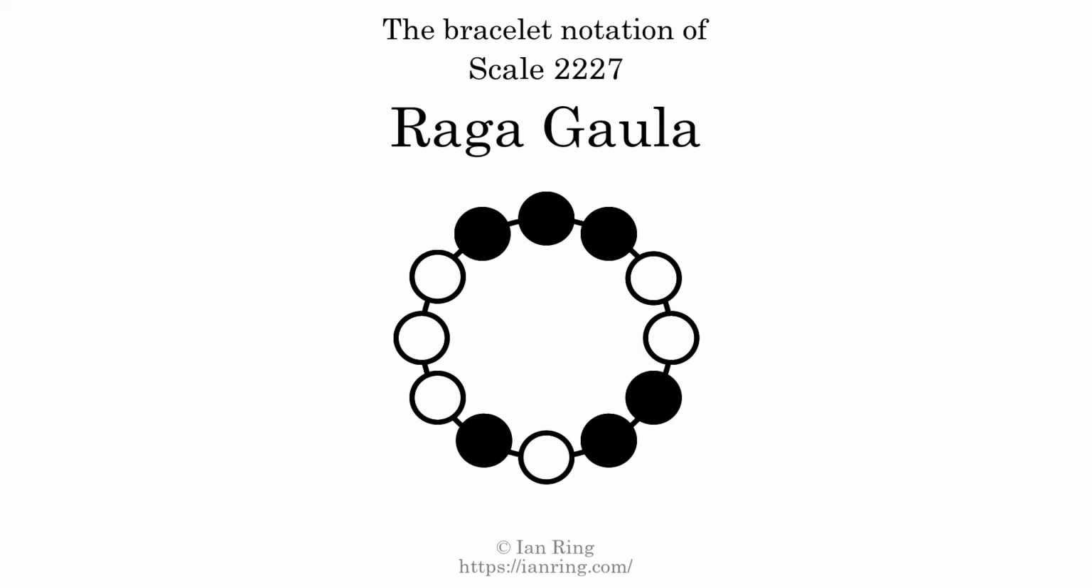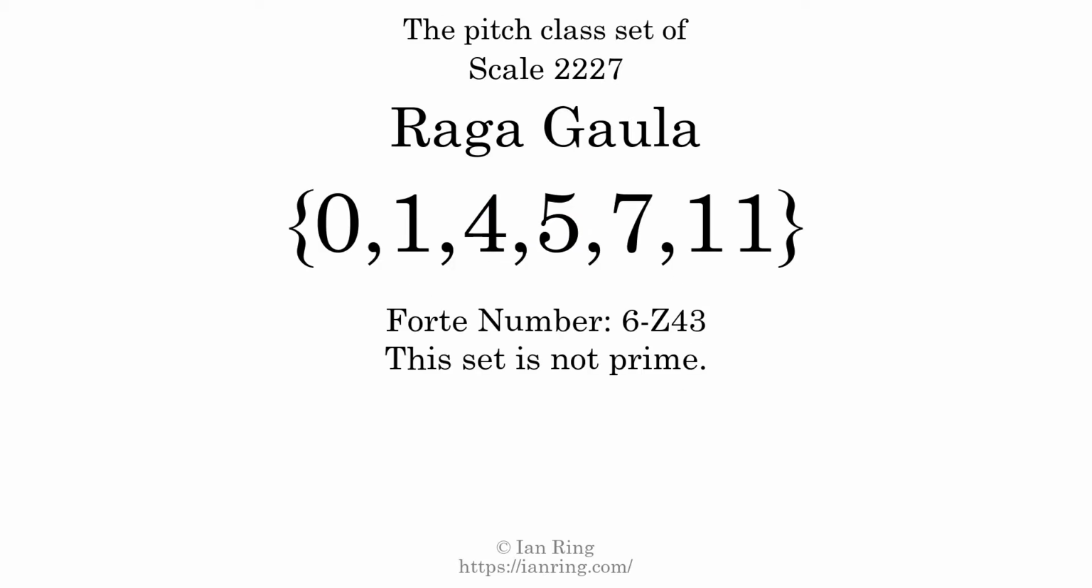This is a bracelet notation diagram of scale 2227. The shaded circles represent tones that appear in the scale, and they are read clockwise, starting at the top. The pitch class set for this scale is 0, 1, 4, 5, 7, 11. The forte class is 6Z43. This set is not prime.